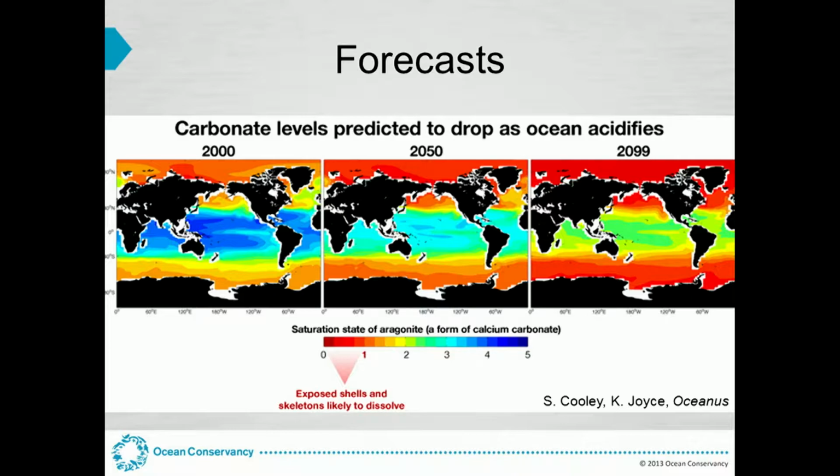And so as this happens, the carbonate levels drop. What I want you to keep an eye on is the reddish-orange areas. They are increasing from the poles towards the equator. These red areas are areas that are unfavorable for carbonate structures. So these calcium carbonate shells and skeletons I mentioned are really going to have a hard time remaining intact in these red areas.